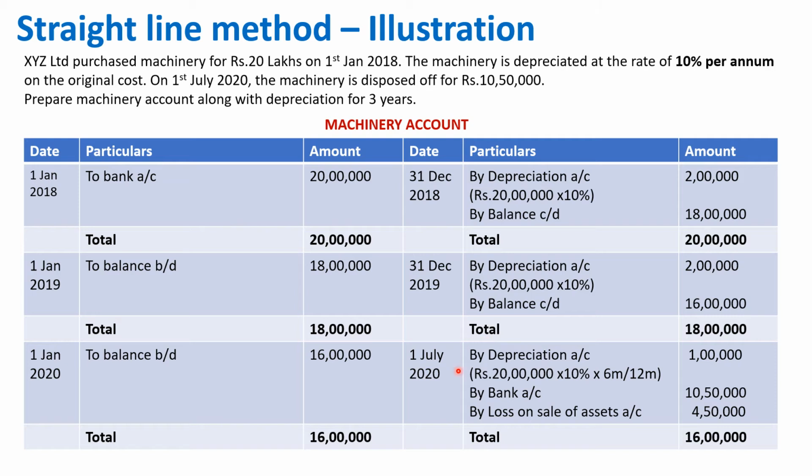But here the depreciation is calculated only for 6 months, because on 1st July 2020 the machinery was sold. So the depreciation will be for 6 months, that is 20 lakhs into 10% into 6 months by 12 months. So 1 lakh is the depreciation here. The bank, we have to show it here, because the machinery is sold for 10 lakh 50,000. And if you see the difference of 16 lakhs minus 1 lakh, that is the depreciation, minus the amount you are going to collect from the customer, the difference of 4.5 lakh will be loss on sale of asset.